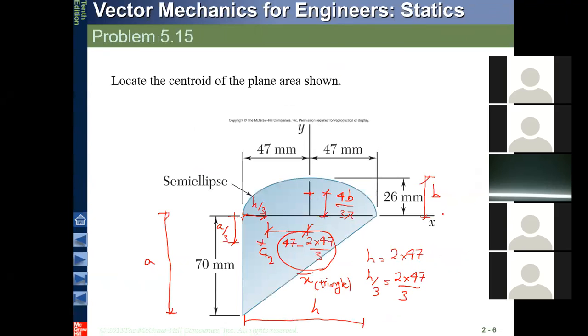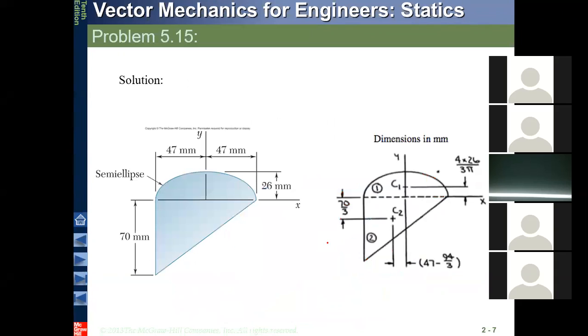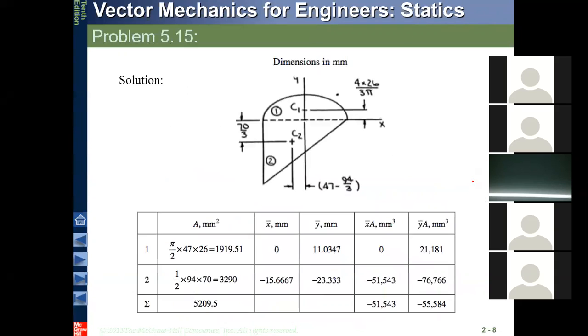A here is 2 times 47, and B is 26. So PAB over 2, 47, 26, and then y bar, you calculated y bar here as 26 over 3 pi, and x bar is actually 0 because it lies on the y-axis, and then you calculate x bar a and y bar a for the semi-ellipse, and then you do the same for the triangle, and at the end you have to sum the areas and sum the x bar a, y bar a for each of the objects.